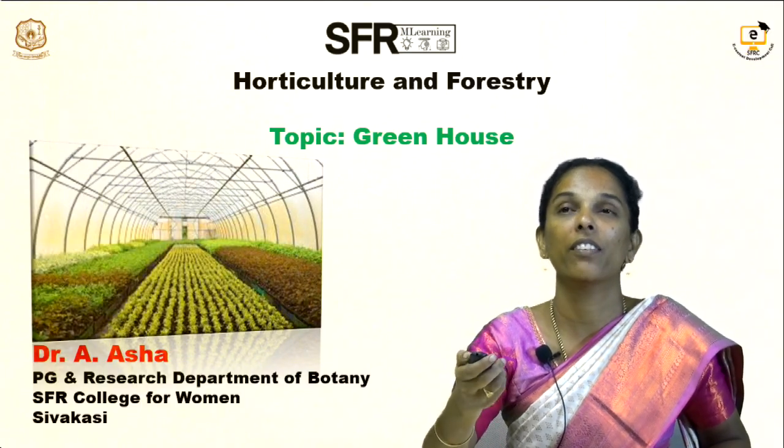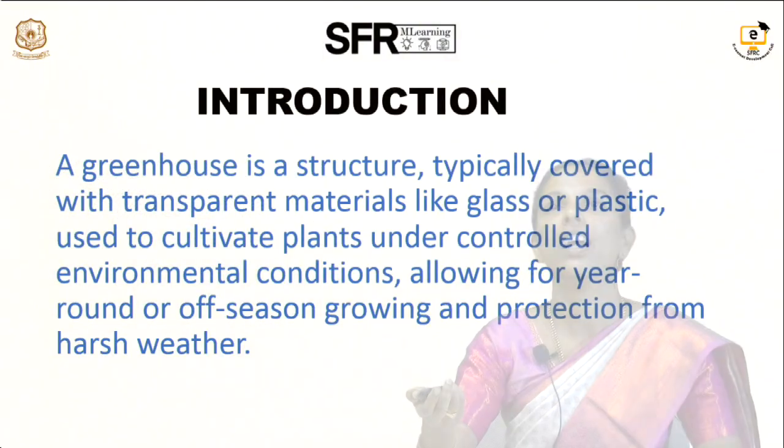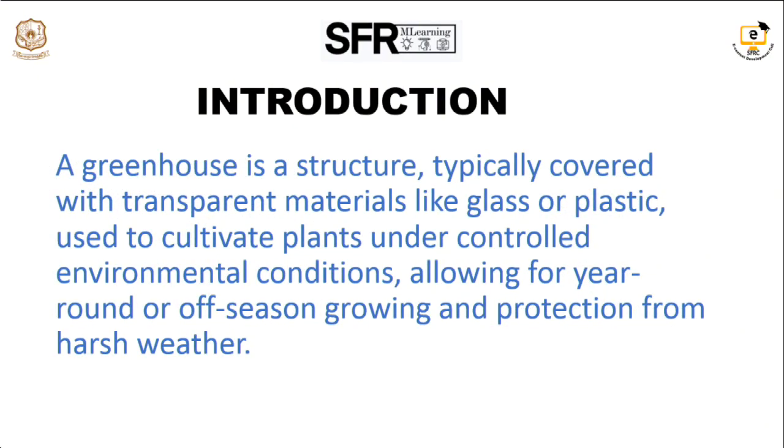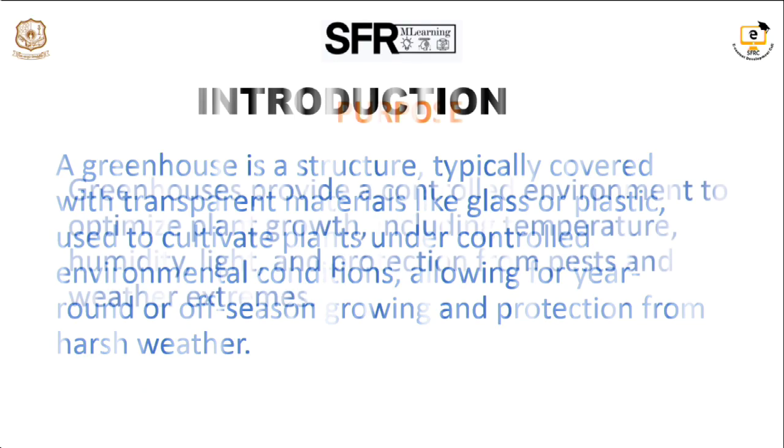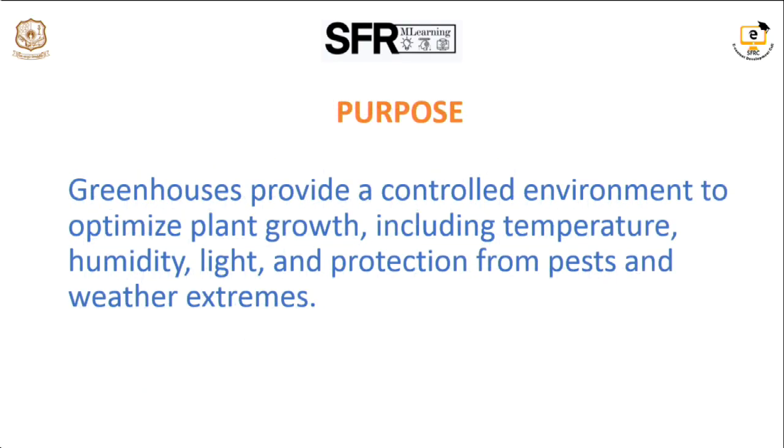So greenhouse is a very important and essential method to cultivate plants. A greenhouse is a structure typically covered with transparent materials like glass or plastic, used to cultivate plants under controlled environment conditions, allowing for year-round or off-season growing and protection from the harsh weather. Nowadays the environmental conditions differ from one season to another, so plants do not grow uniformly in the environment. So we have to adapt the techniques.